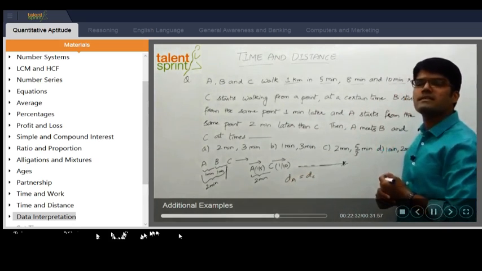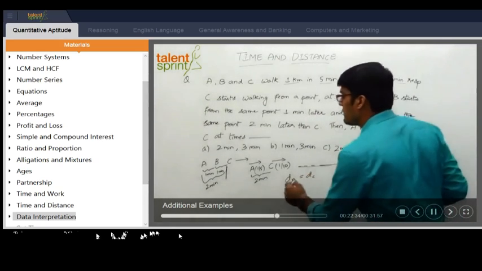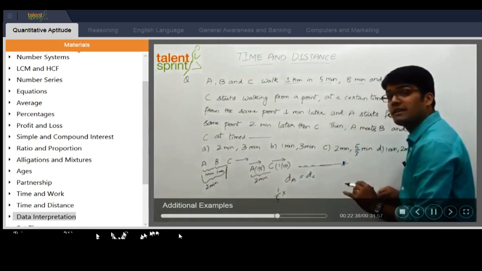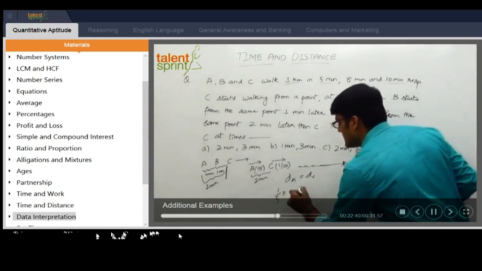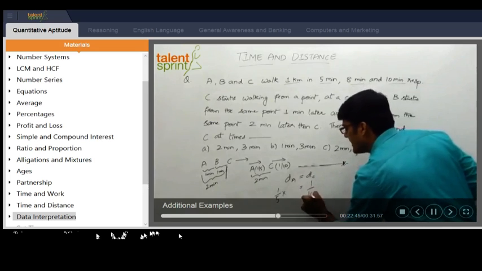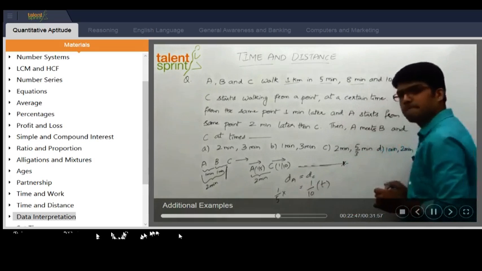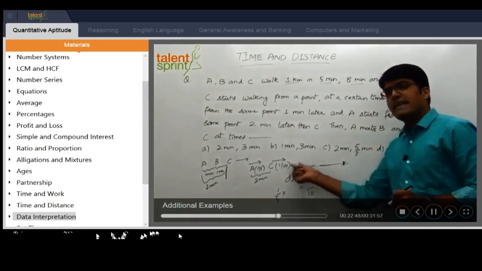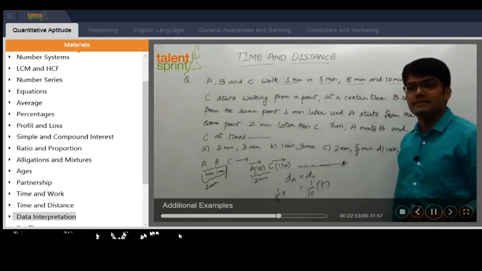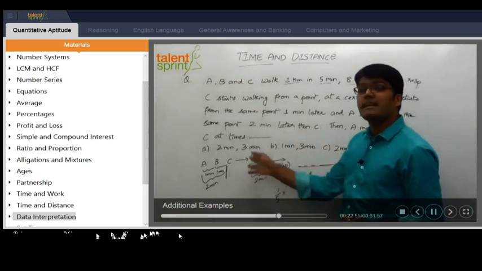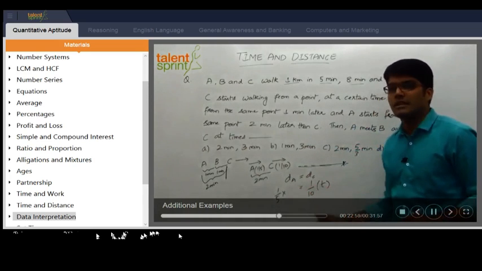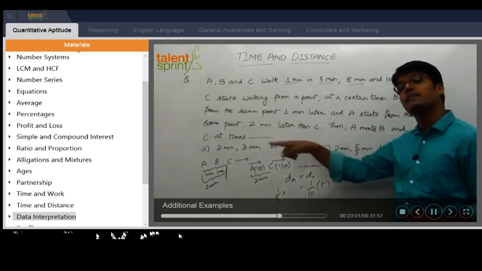What is distance? Speed into time. Substitute. What is speed of A? 1 by 5 into time taken by A. What is time taken by A? What is distance traveled by C? Speed into time. What is speed of C? 1 by 10. Time taken by C, let's say T. C takes T minutes. What is the time taken by A? T minus 2 minutes. Why minus 2 minutes? Because A started 2 minutes later. So if C has run for T minutes, A will run only for T minus 2 minutes, right?